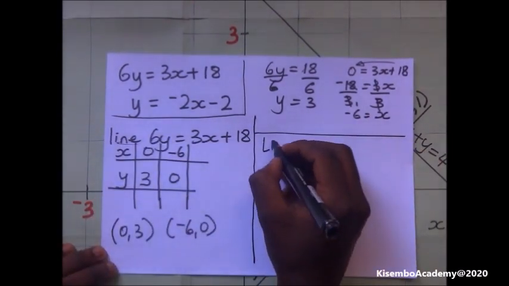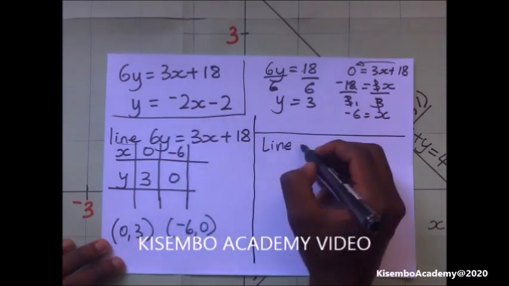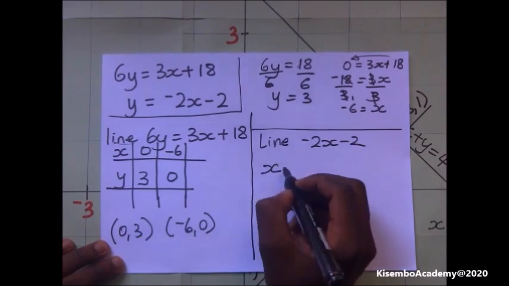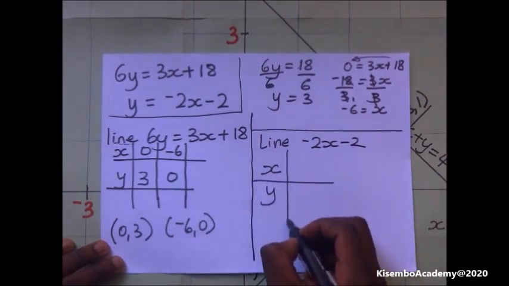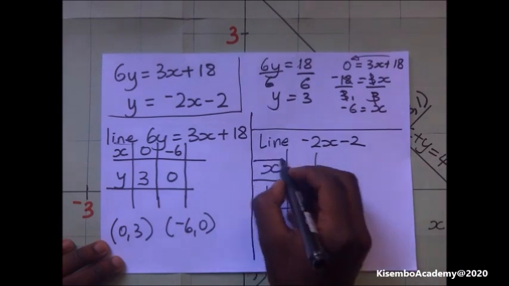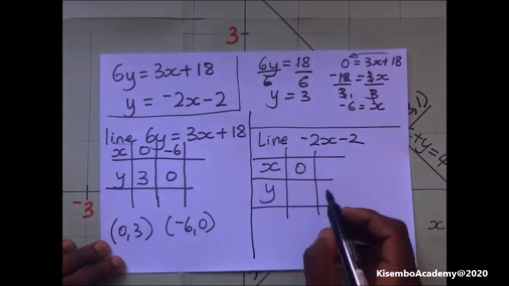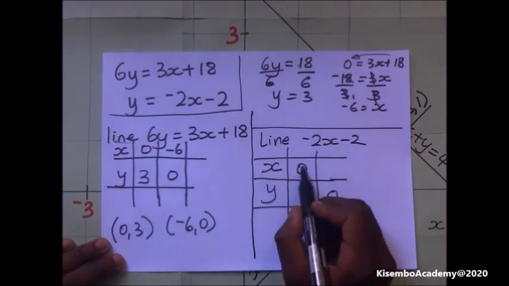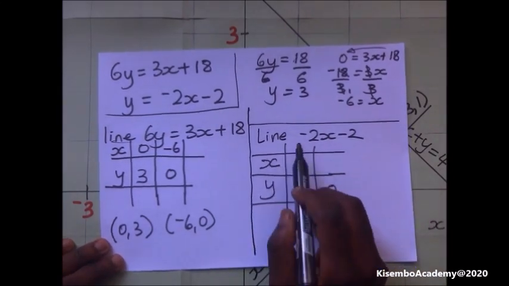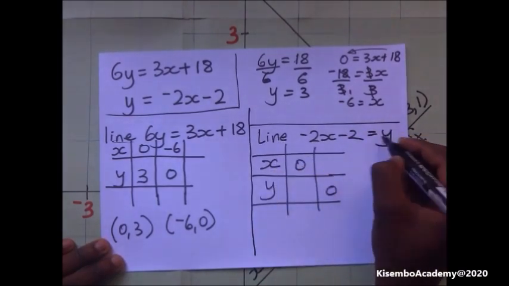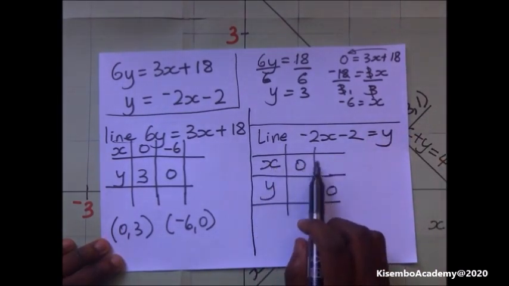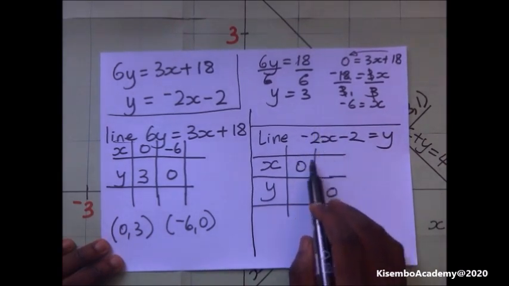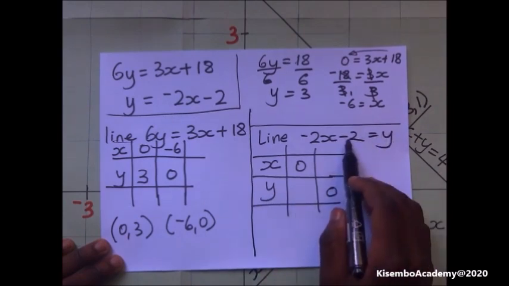So let's look at the next line, y equals negative 2x minus 2. Still we shall draw our table, x, y. When x is 0, what is y? When y is 0, what is x? So let's start. When x is 0, what is y? When we put a 0 there, 0 times negative 2 is 0, this term dies. So our value of y is going to be negative 2.